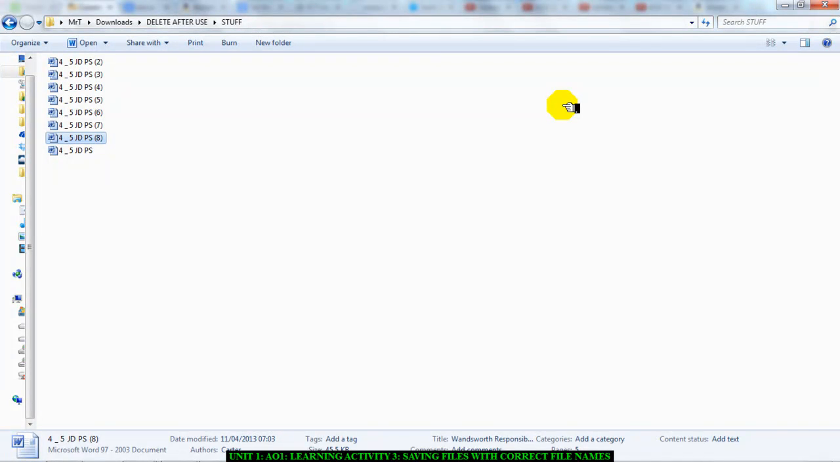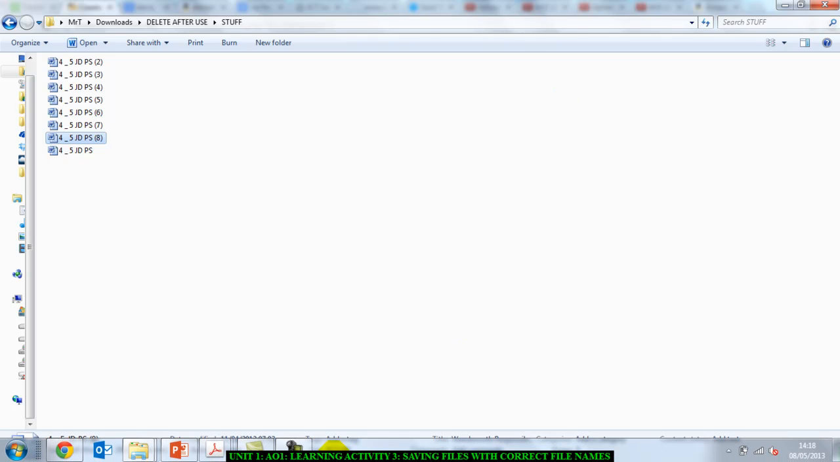Now, a proper file name must instantly tell you what the file is about, what is in the file, and kind of jog your memory to make you remember what you were working on. So that is why it is important to save your files with the correct file name, okay? It makes your work easier, it makes you work faster, it makes it easier when you're searching for items, it keeps your workspace tidy, and it always saves space. That's why. Now please go and do it.